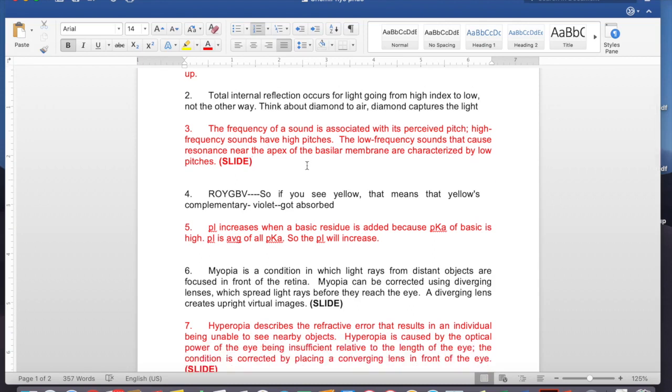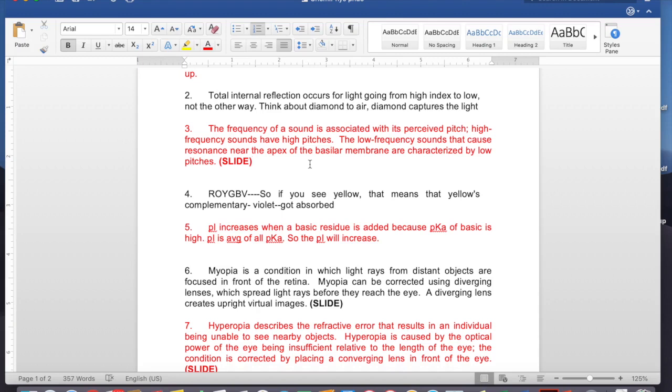The frequency of a sound is associated with its perceived pitch. High frequency sounds have high pitches. Low frequency sounds that cause resonance near the apex of the basilar membrane are characterized by low pitches. I don't really have any mnemonics for this. You just kind of have to know that high frequency has high pitches and low frequency has low pitches. But one thing I can tell you is, how do you know where the sound waves go, right?